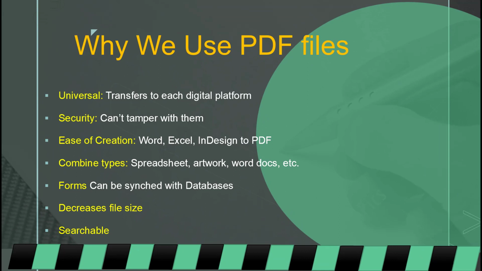We use PDFs because they have different properties. They're universal, they cross all digital platforms. You can set security on them. You can combine file types such as Adobe products with Microsoft products. You can have different size files like an 8.5 by 11 document with a large spreadsheet. And you can sync the forms that you can create with databases, and you can reduce the file size. You can also make them searchable. So there's a whole bunch of elements why we make PDF files.